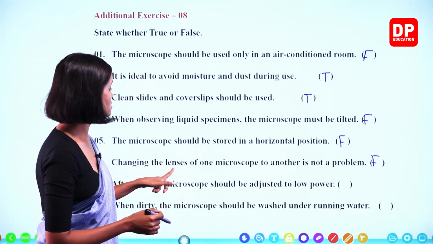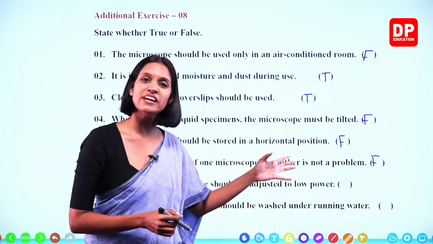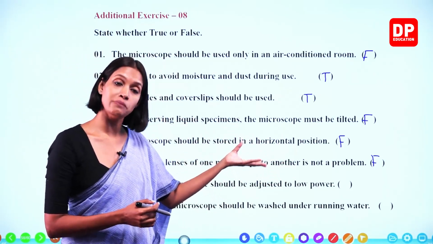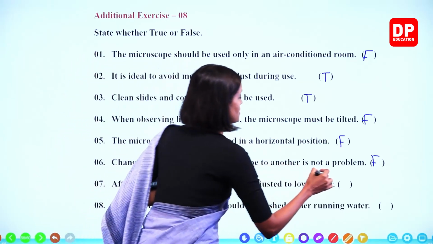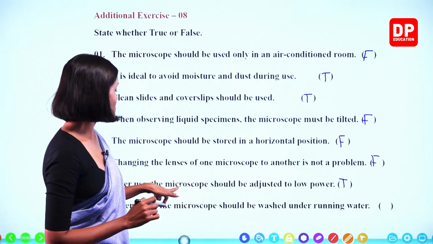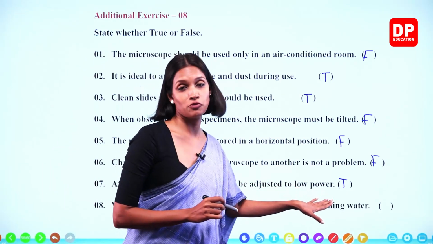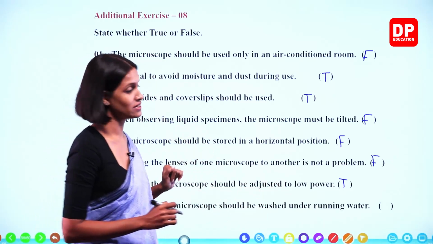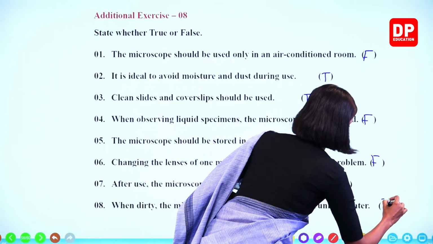After use, the microscope should be adjusted to low power. That is correct, right? So the damage to the lenses will be minimized in that way. When dirty, the microscope should be washed under running water. No, you should not. You should keep it away from water, right? That's also false.